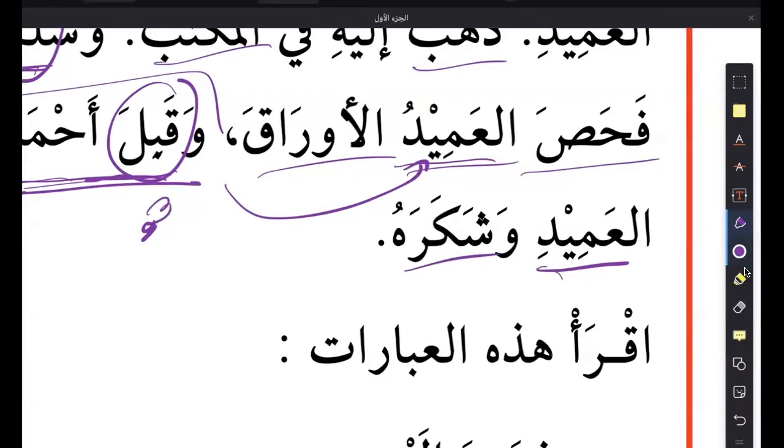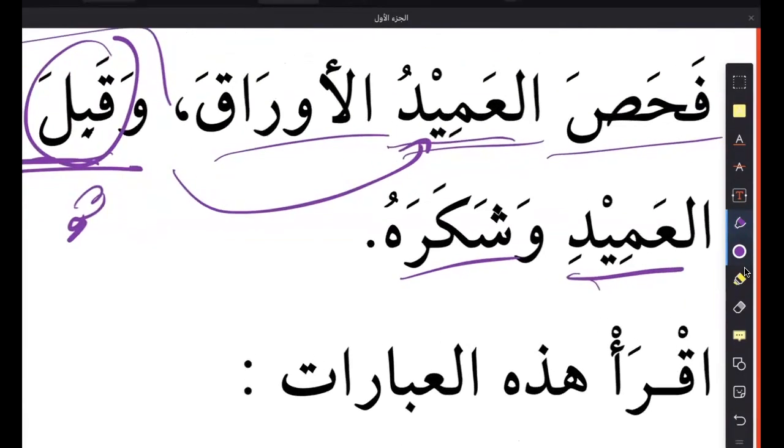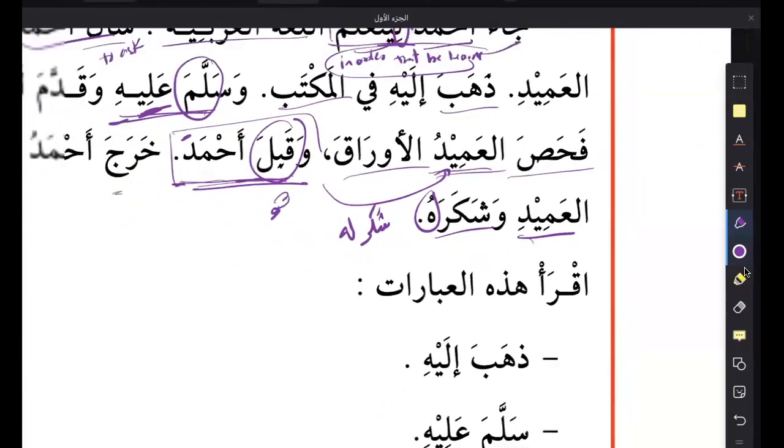Shakara can come as a transitive verb. It can also come as an intransitive verb. So you can use shakara with a direct object like this. You can also use it with a preposition. You can say shakara lahu, he thanked him. Both of them would be fine.